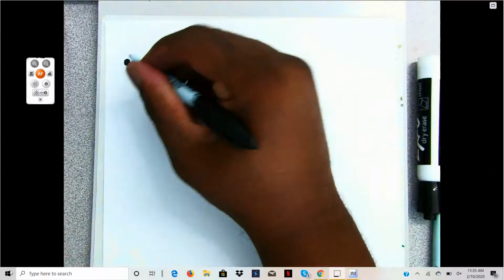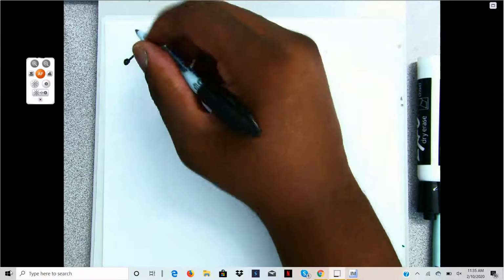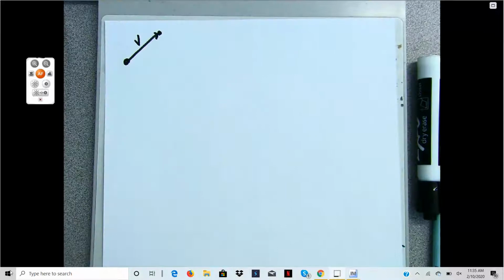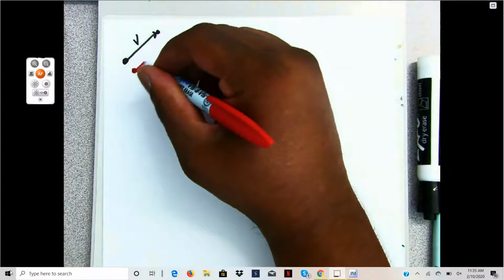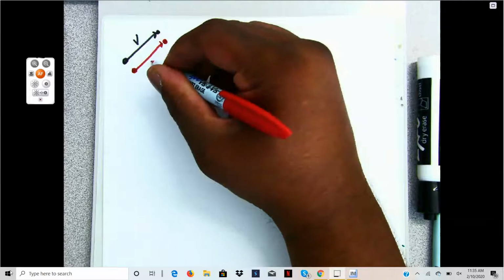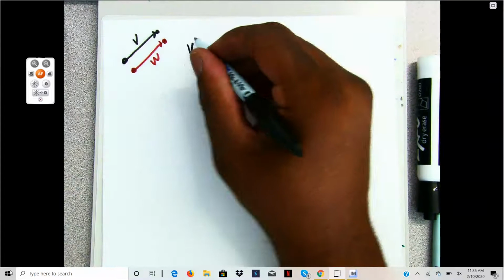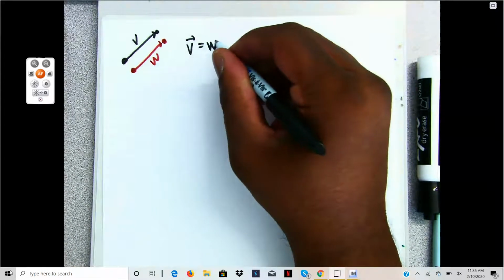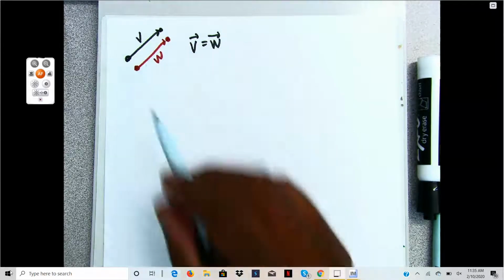With v, 2 vectors can be equal to each other. So let's say we have a vector v here, and it does this. So we'll call that vector v. And typically, like I said, in your book, your vectors will be in boldface type. So let's say we have this vector here and this one here, and this is w. Now, these vectors are equal to each other. Vector v equals vector w because not only are they the same length, they have the same direction.